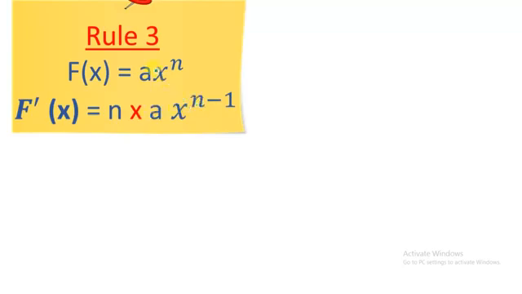Rule 3, the power rule. If I have f of x in the form ax to the power n, a number multiplied by a variable raised to a power, what is the derivative in this case? Then f prime of x will be the power multiplied by the number, the coefficient of x, times a times the variable x to the power n minus 1. We reduce the power by 1.